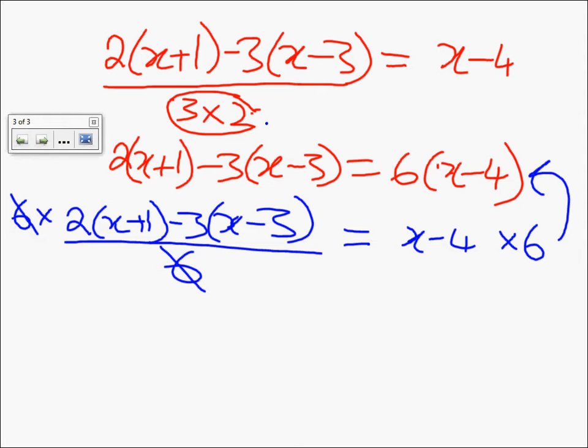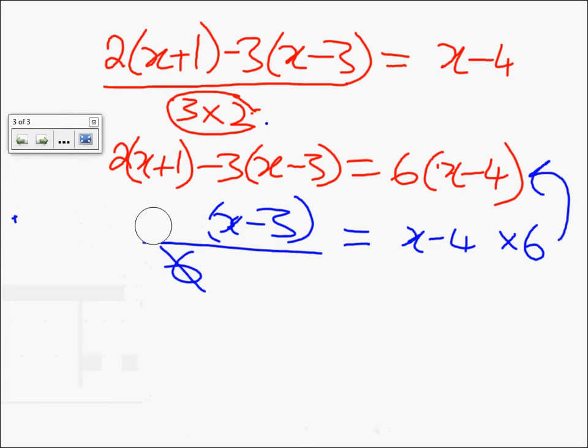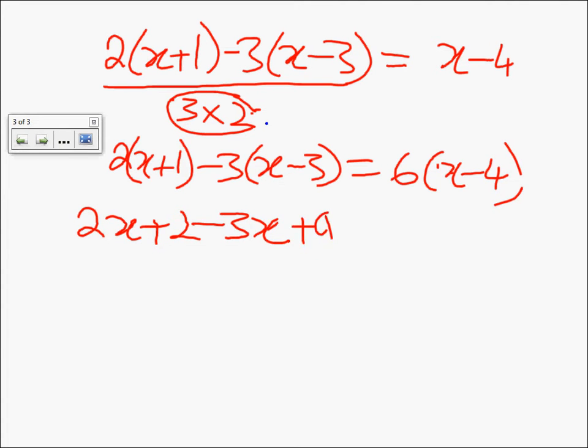Okay? Once you get to that stage, let me get rid of that very quickly. Once you get to that stage, you have an equation. Now you need to expand through the brackets. So it is 2x plus 2 minus 3x plus 9 equals 6x minus 24.